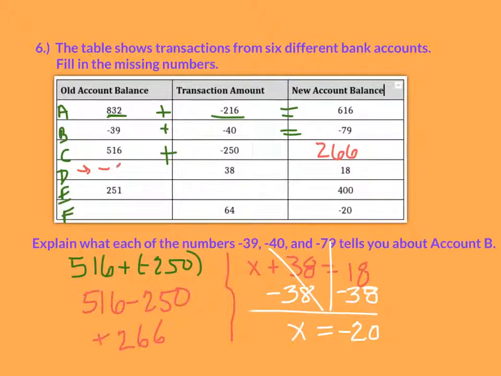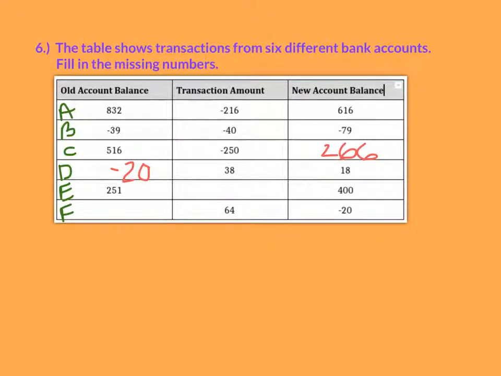So that means this one here is negative 20. Okay, moving right along. Next one, I've got 251 plus some number equals 400. So we have to figure out what n is.